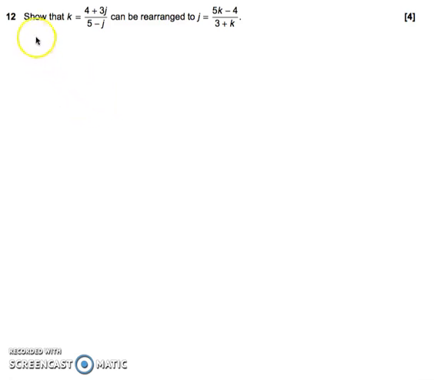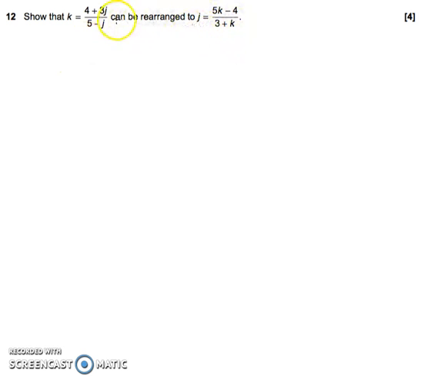Okay, question number 12, you've got to show that k equals (4 plus 3j) over (5 minus j) can be rearranged to j equals (5k minus 4) over (3 plus k). Now that sounds quite confusing and looks quite confusing to start off with, but there's a nice few steps you can go through that are quite intuitive, that you'll know you've got the right answer.